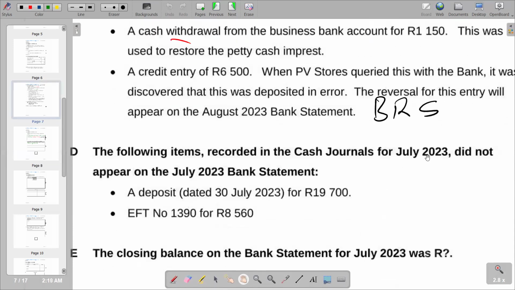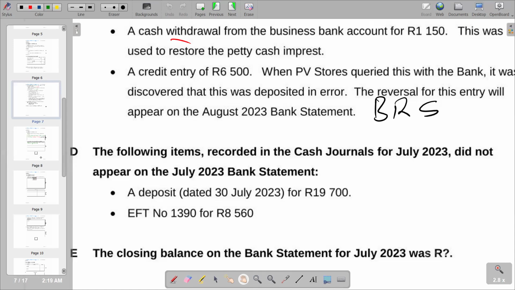items recorded in the cash journal, but did not appear on the bank statement. So basically, that's what we are going to do. We are going to start with the first point, which is saying a deposit dated 30 July 2023 for 19,700. So this deposit is there in the cash journal, but it's not on the bank statement, like what is stated on the question. So I will need to put it in the bank reconciliation statement. We've got 19,700, which is going to go there as an outstanding deposit.